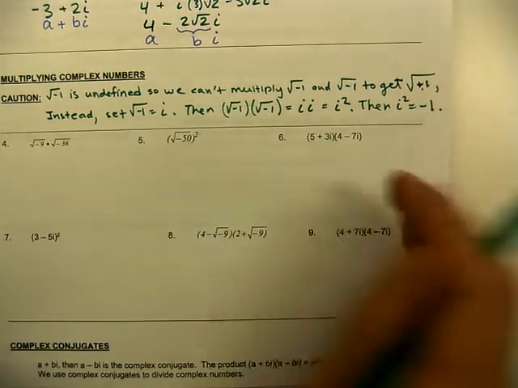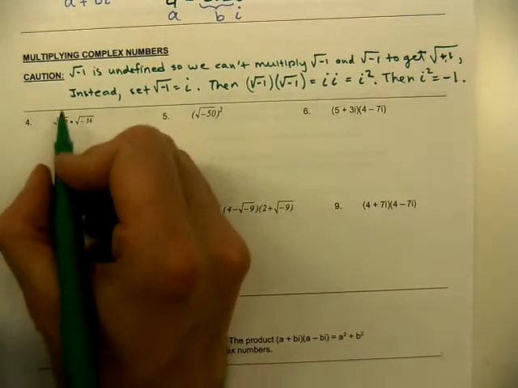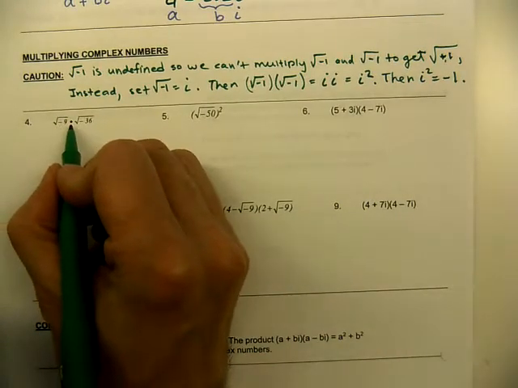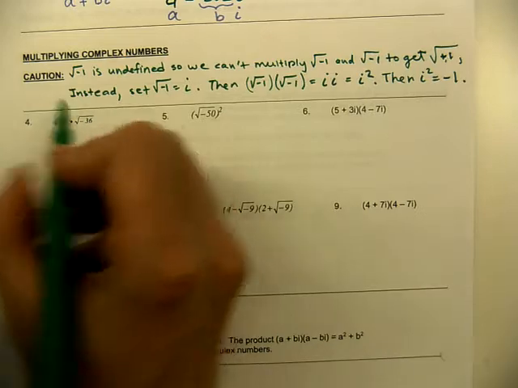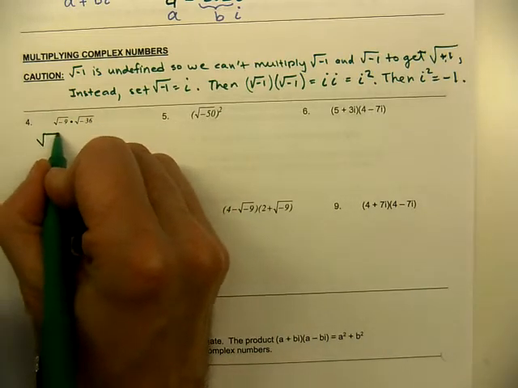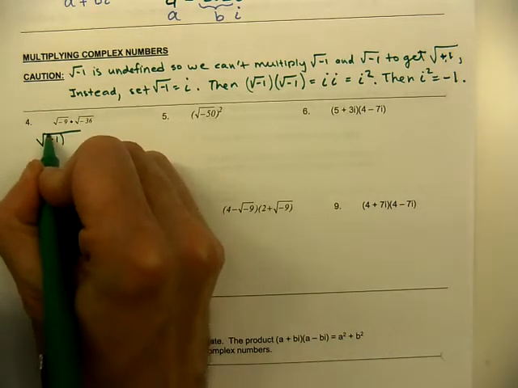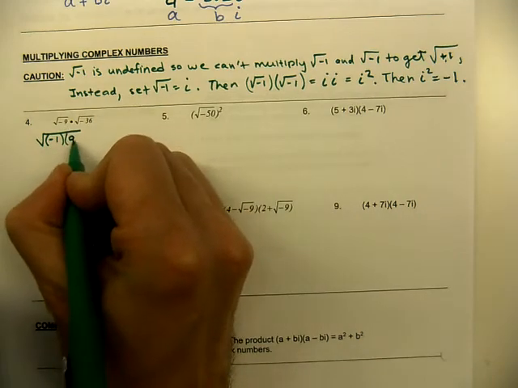So let's look at a few more examples here. Okay, here's a root negative 9 times a root negative 36. In doing these problems, again, always factor out the negative 1 away from the positive value.